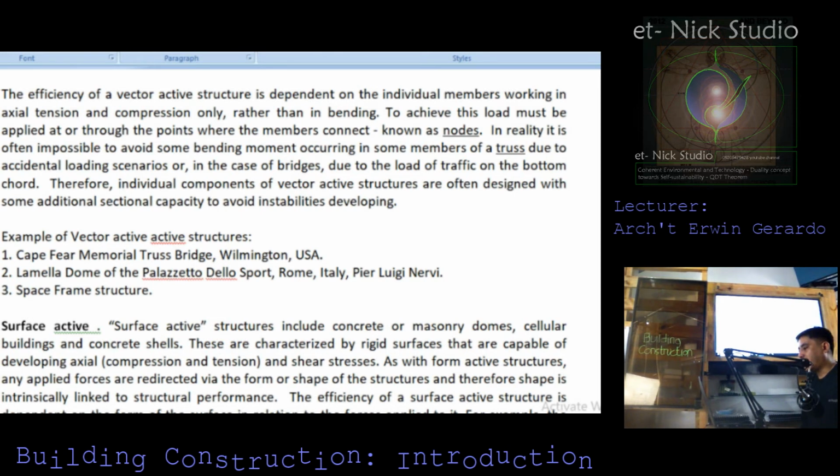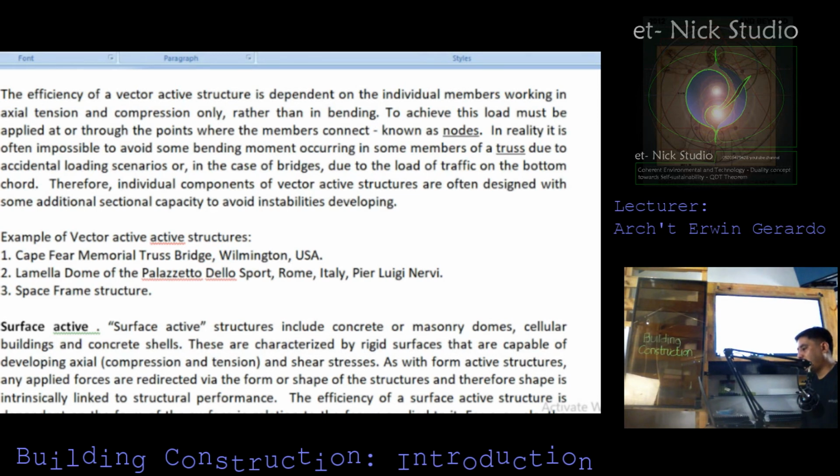So, examples of vector active structures. Number one is the Cape Fear Memorial Truss Bridge found in Wilmington, USA. Second is the Lamella Dome of the Palazzetto dello Sport, Rome, Italy, designed by Pier Luigi Nervi, and the space frame structure.